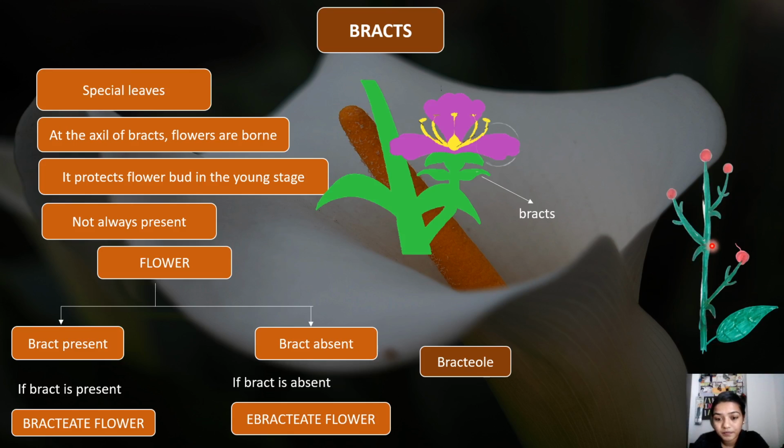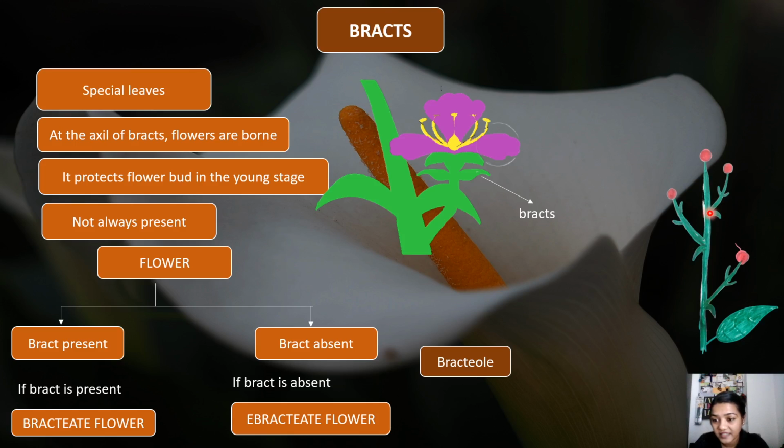So bract is usually a structure that is present at the place where the branch and, in simple terms, we can understand that bract is present at the base of the pedicel. See, this is the stalk or pedicel of the flower and this is the bract. Now you can see that the branch and the bract are forming an angle.